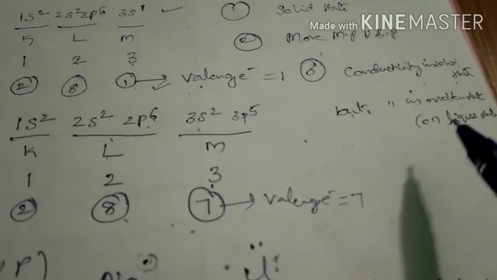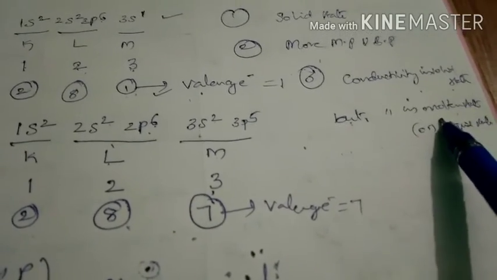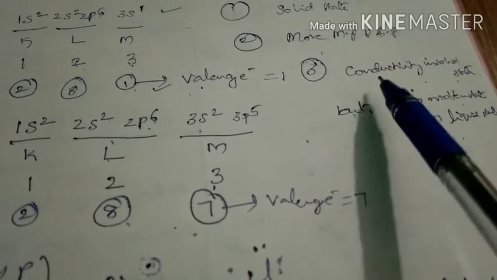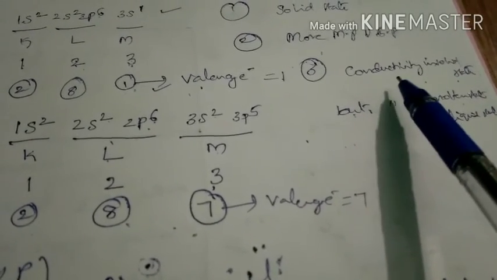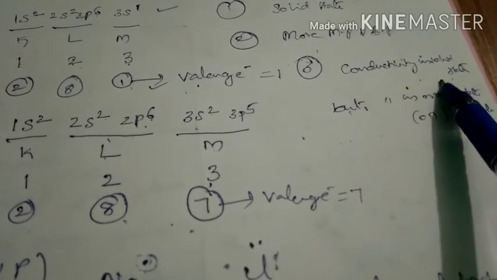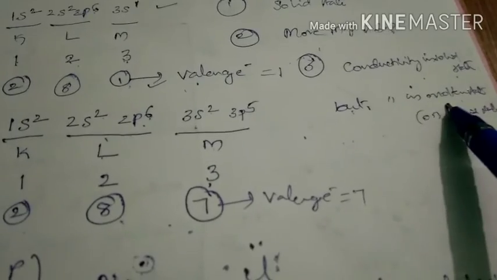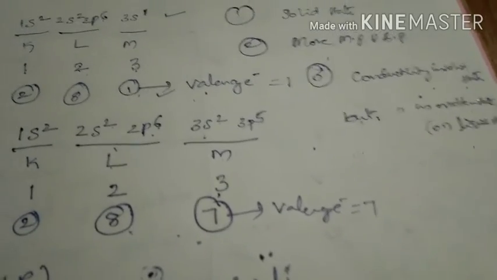So free ions are present in liquid state and molten state. So the point is what? All ionic compounds do not exhibit conductivity in solid state, but they exhibit conductivity in molten state or liquid state.